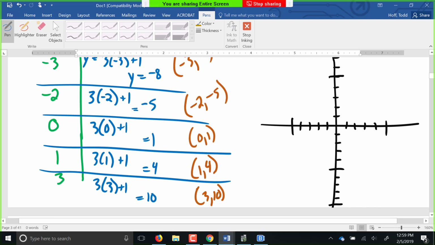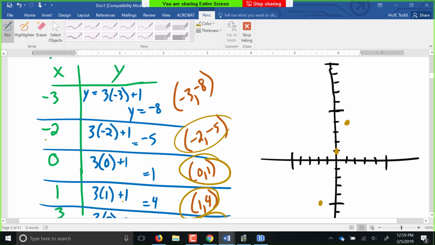X was negative 3, y was negative 8. So x is negative 3, y is negative 8. Somewhere in there. X is negative 2, y is negative 5. So negative 2, negative 5. Somewhere in there. X is 0, y is 1. So 0, 1. 1, 4. And 3, 10.